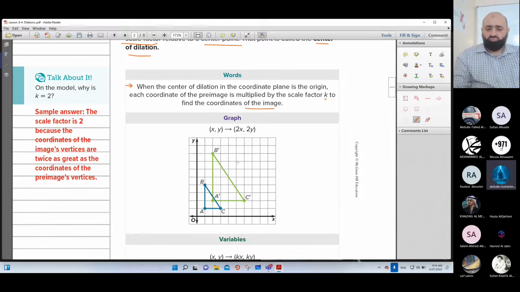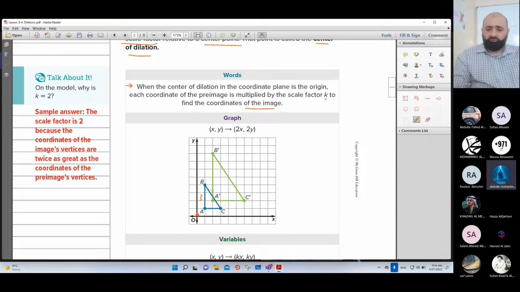As you see, here we have the pre-image, and here we have the image. Here we have a dilation. What is the type of this dilation? This is an enlargement, because the image is greater than the pre-image. What is the center of the dilation? Here, the origin. If you count here 1, 2, 3, this side is 3.